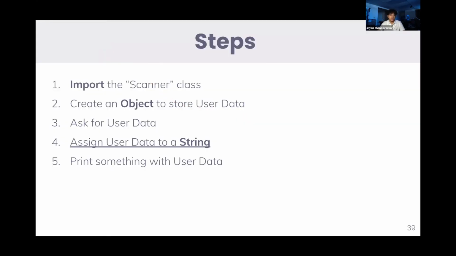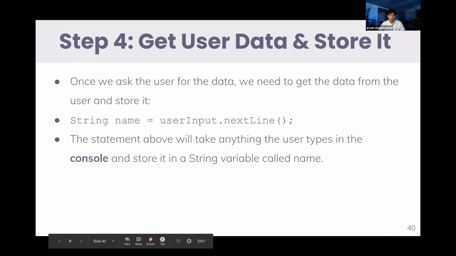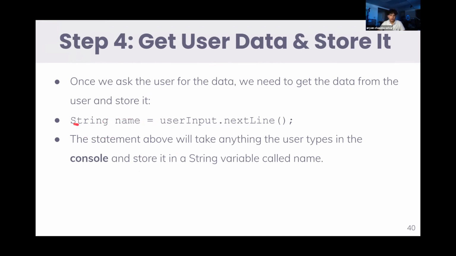The fourth step is to assign user data to a string. So basically we get the user data and we store it. So once we ask the user for the data through that print statement, we need to get the data from the user and store it. And so we would store it usually in a string. You could also store it in different types of data types. For example, if you wanted to create a password that was all numbers and no letters, then in that case, you might change this data type to int.